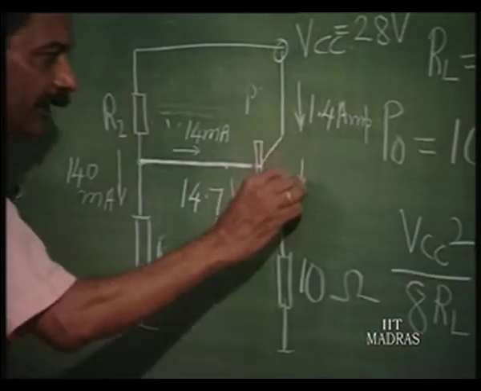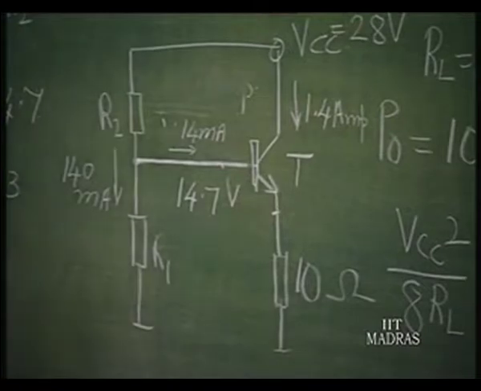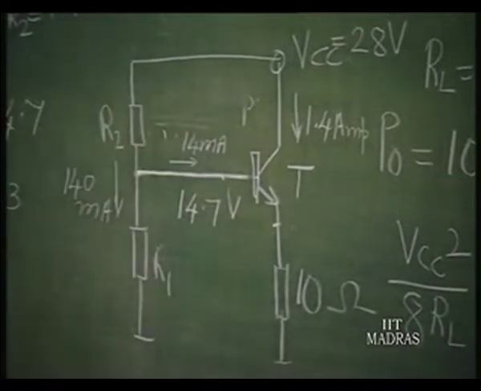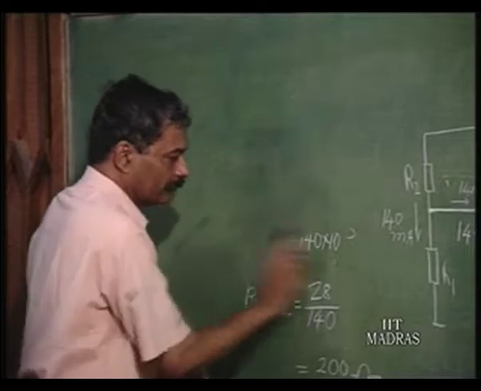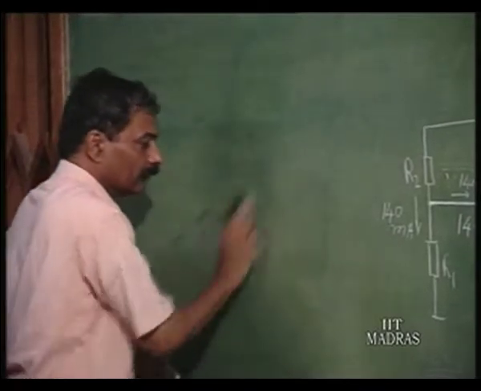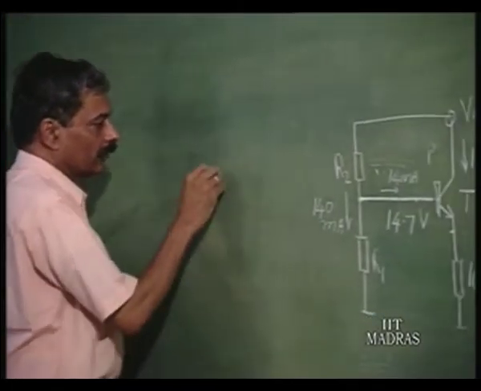Now, I have to specify the transistor. The circuit is completed. Transistor T.